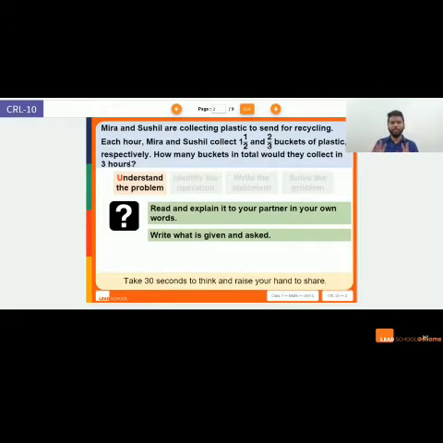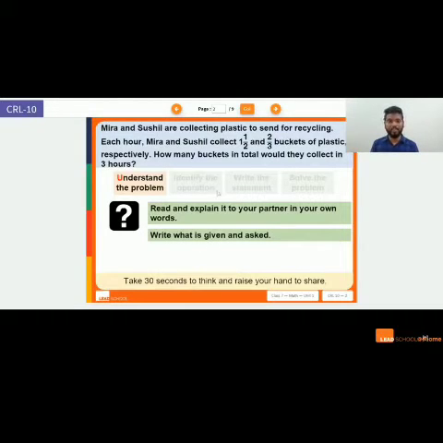So when I read the problem, my first step is to understand the problem as to what data is already given and what they are basically asking for. So I will read and explain it to my partner. Here the partner is ourselves because we are at home, so we are doing it independently. Read and explain it to yourself in your own words. Write what is given and asked.